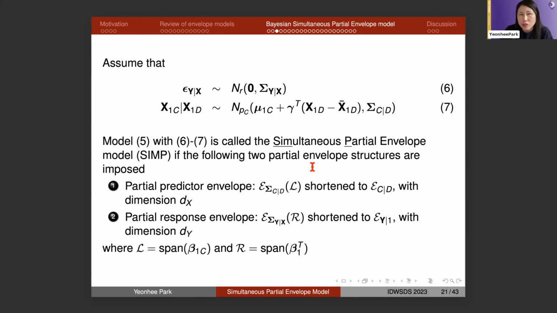We have two distributional assumptions, which is commonly done. Our errors epsilon follow the normal distribution, and we have a linear relationship between X1C and X1D. Then model 5 with the two distributional assumptions, equations 6 and 7, is called the simultaneous partial envelope model if we have two partial envelope structures, the partial predictor envelope and the partial response envelope.